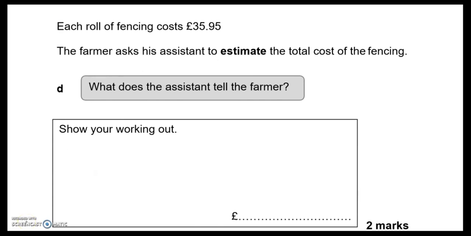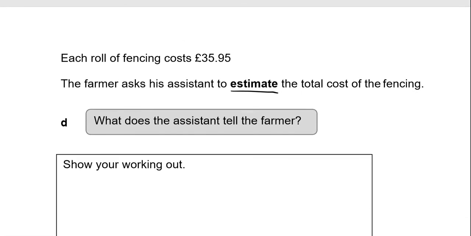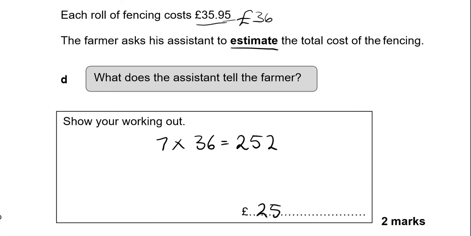Each roll of fencing costs £35.95. The farmer asks his assistant to estimate the total cost of the fencing. What does the assistant tell the farmer? So in this question, we've got to estimate. So there was 7 rolls, and the cost of each roll is £35.95, which we're going to round to £36. So we're going to go 7 times 36, which is 252. So 252 is the answer.